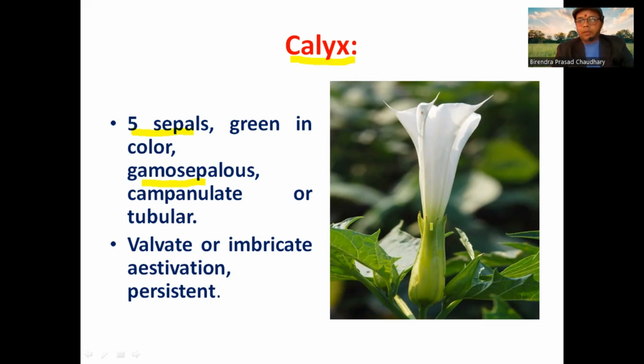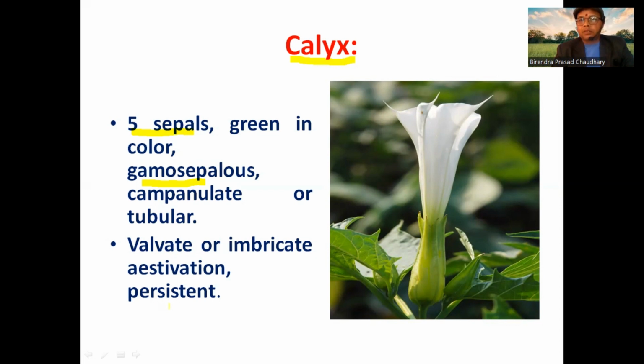They are found in the form of tubular or in the short form. They have valvate or imbricate estivation. And persistent means after fertilization too, along with the fruits, they can remain.